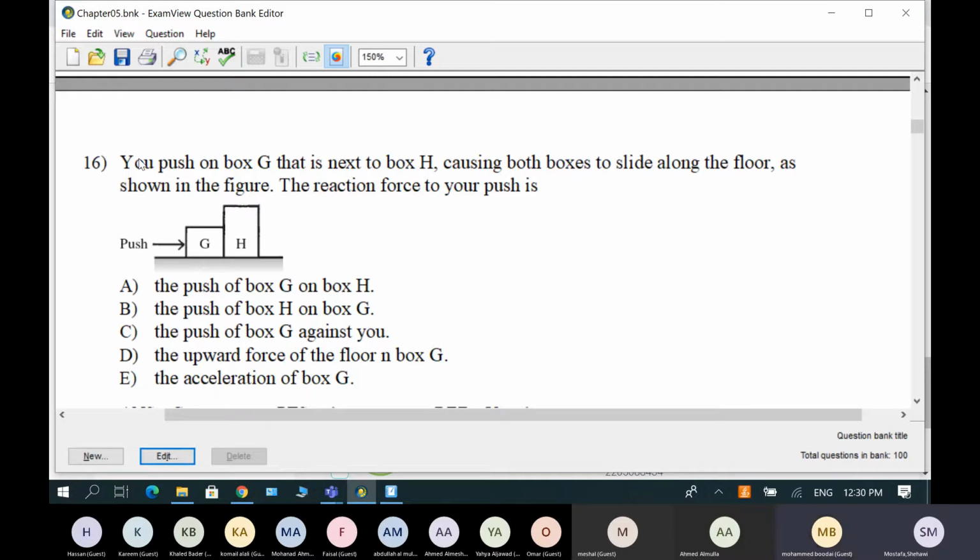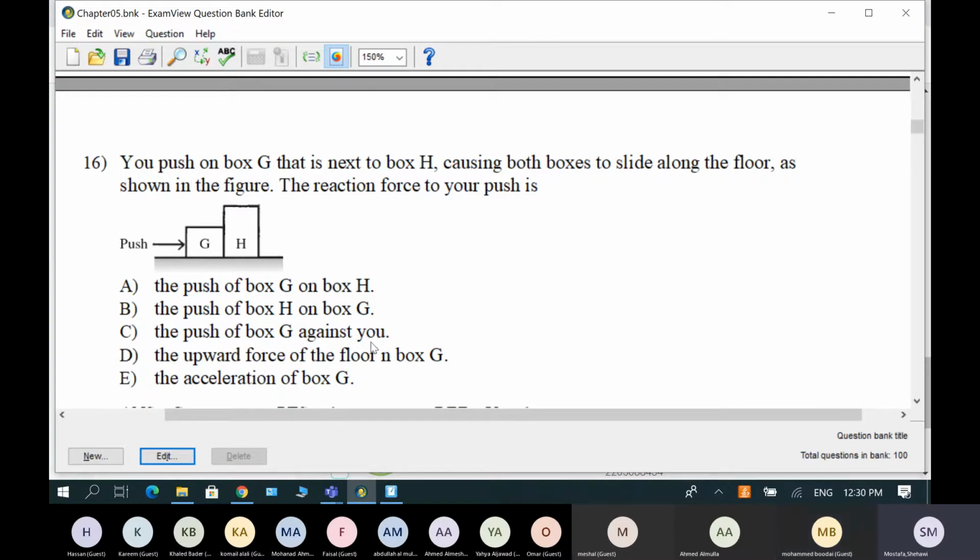When you want to find the action reaction force, Muhammad, you have to look at what is acting on what. So if you push on G, this is the force, the reaction will be G on you. You reverse it. Okay, so the answer is what? It's C, right? Yes, it's C.